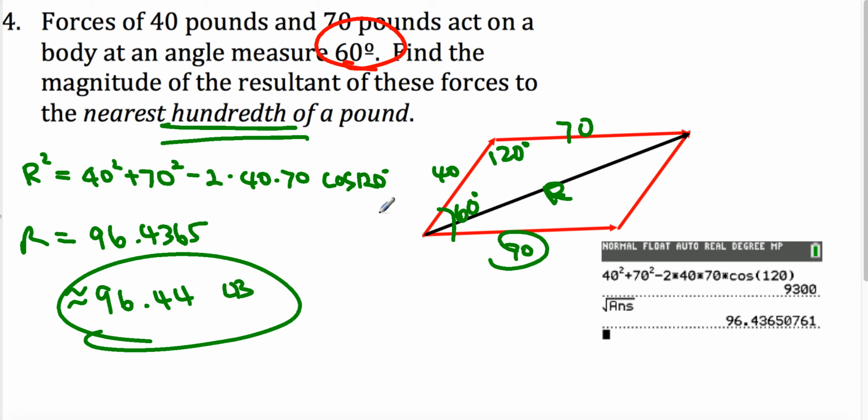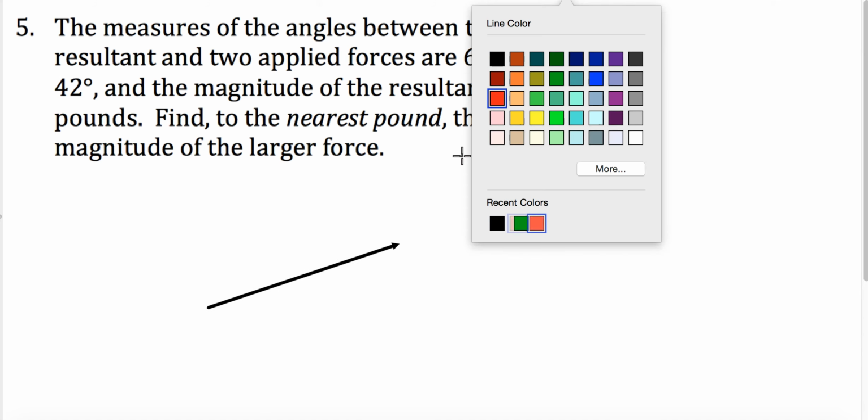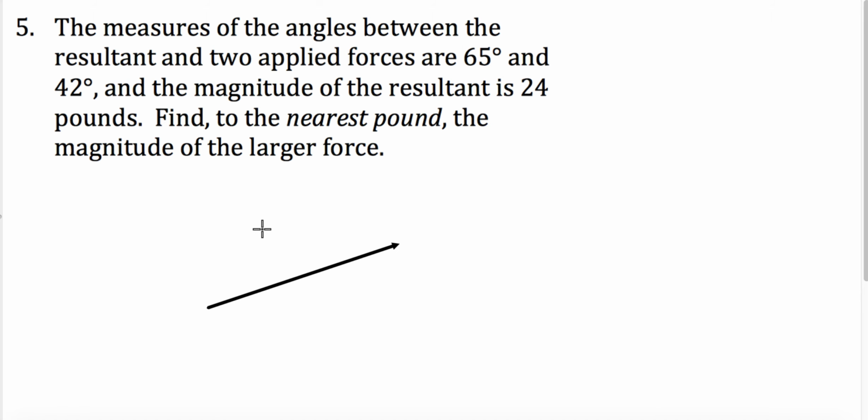All righty, so let's look at number 5. The measures of the angles between the resultant and the two applied forces are 65 and 42. This one is a little bit different. Imagine this is the resultant, and the red one is the first force. Then I'm going to just go this way.